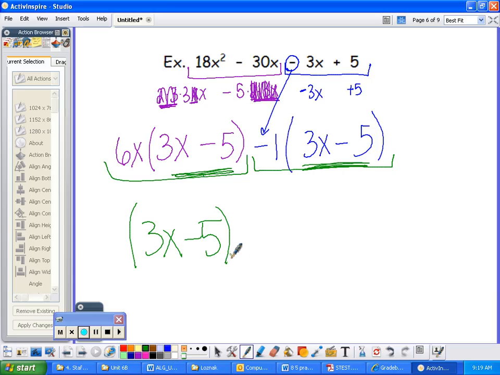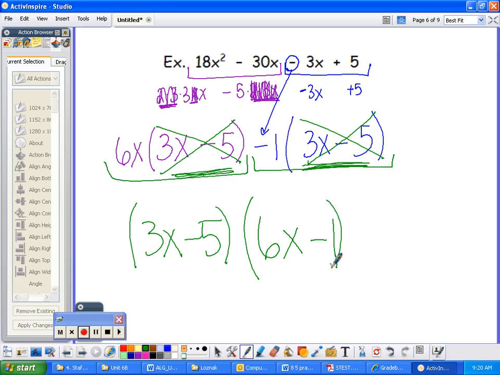And anytime you're taking out the greatest common factor, you always put another parentheses. I took this out. What does it leave me? 6x. I take this out. And what does it leave me? Minus 1. And remember, you can always check by using the box method.